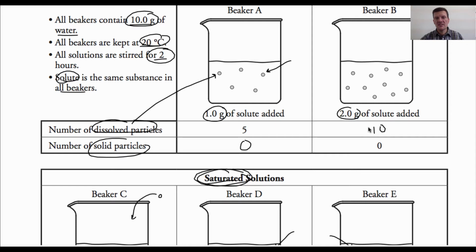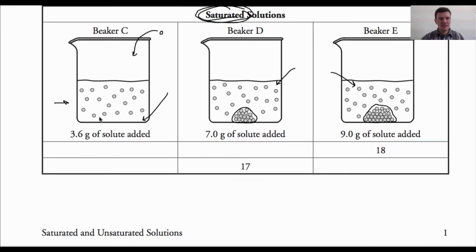5 dissolved, 10 dissolved, 0 solid, 0 solid. Here we've got 1, 2, 3, 4, 5, 6, 7, 8, 9, 10, 11, 12, 13, 14, 15, 16, 17, 18 maybe, 18, 0 solid. Here we should have 18 again: 1, 2, 3, 4, 5, 6, 7, 8, 9, 10, 11, 12, 13, 14, 15, 16, 18, and we're going to have 18 there.